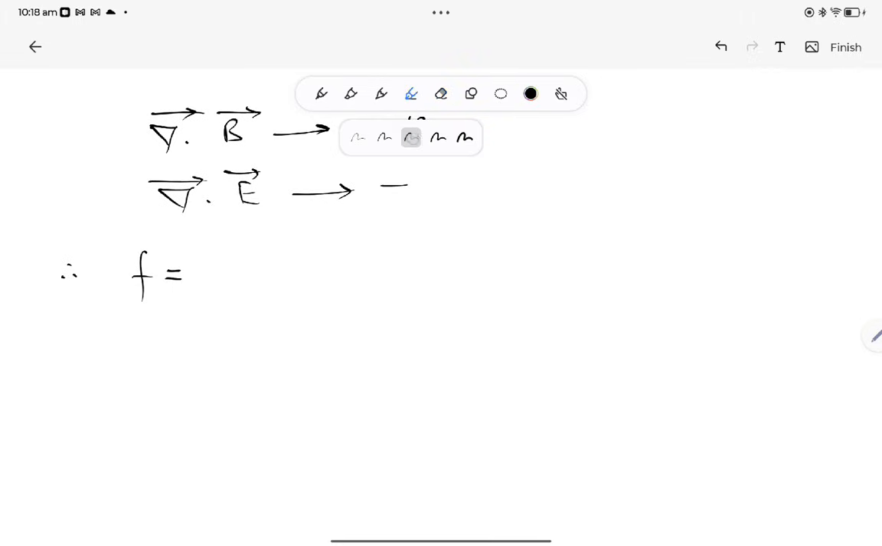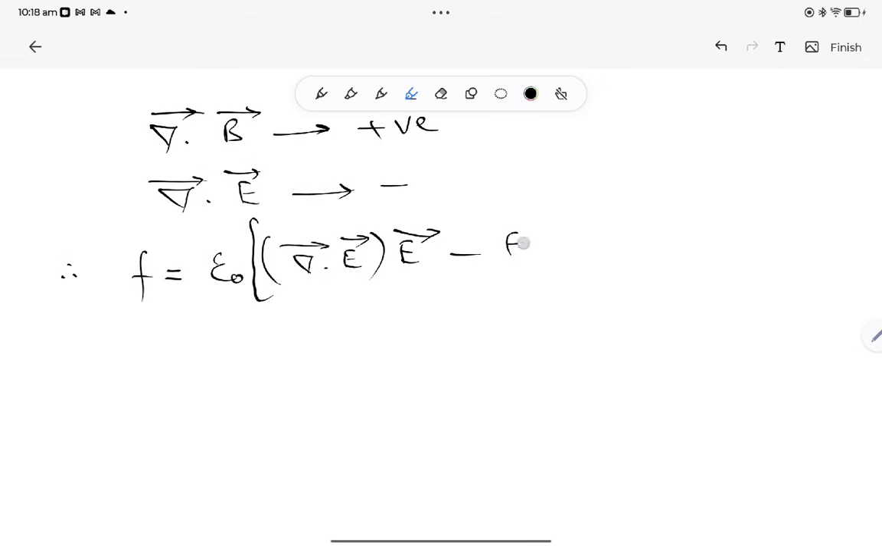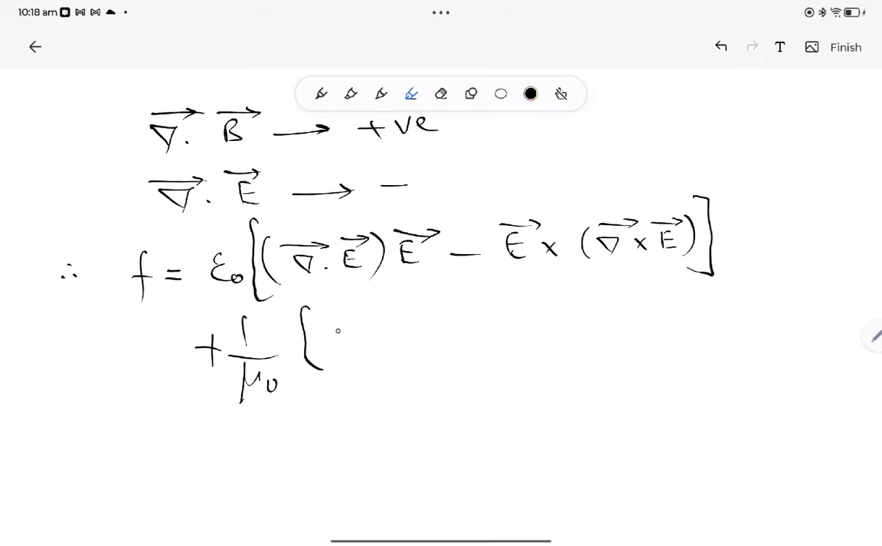You have epsilon naught del dot E into E minus E cross del cross E, and then plus 1 by mu naught, that is del dot B into B, minus, which is the original sign, B cross del cross B. Okay.